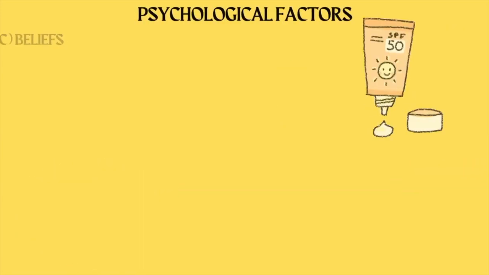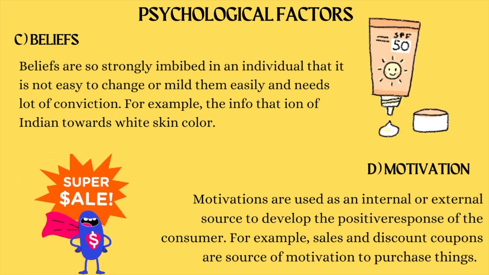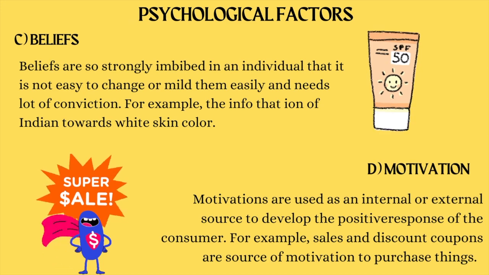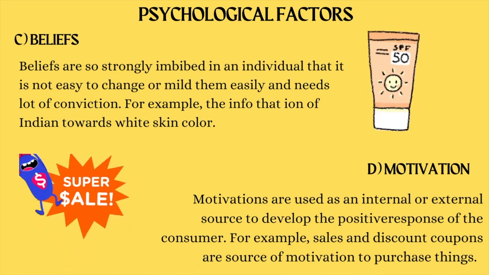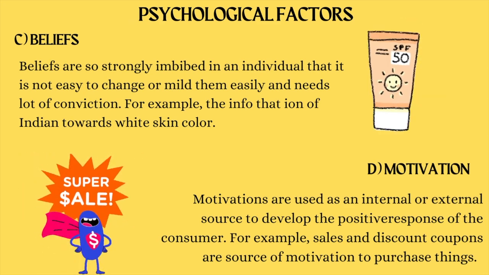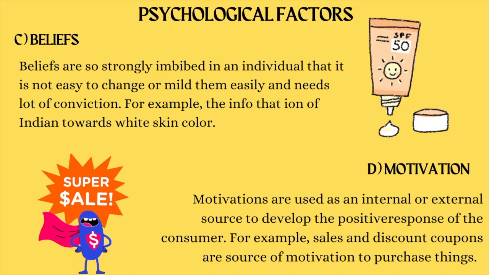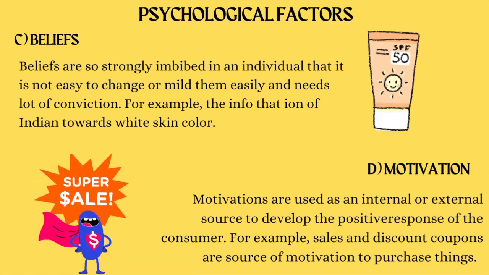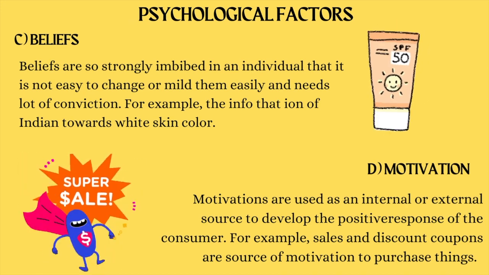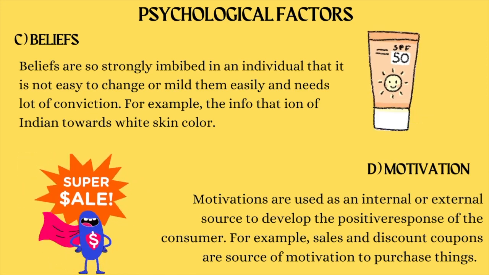Then comes beliefs. Beliefs are so strongly imbibed in an individual that it is not easy to change, right? Or melt them easily, right? And that needs a lot of conviction. For example, we as Indians have a little tendency towards the white skin, right? And so creams like Fair and Lovely came so as to change the tone of the skin. But these things go, now the companies have started taking a stand even on dark skin, or being comfortable in your own skin color, right?